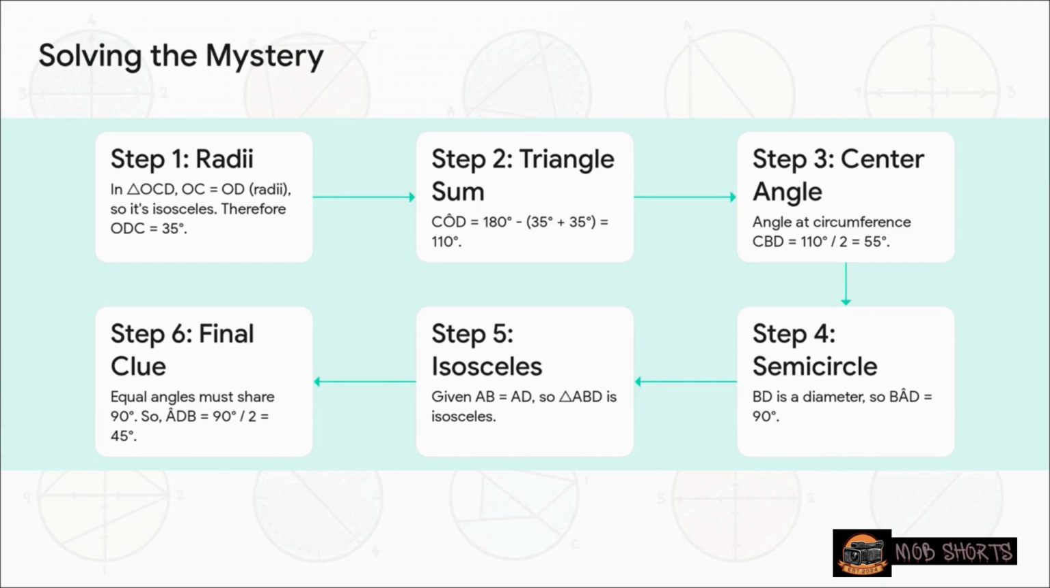Okay, step 2. Now that we know 2 angles in that triangle, we can find the third. Angles in a triangle add up to 180, right? So 180 minus 35 minus 35 gives us 110 degrees for angle COD at the center.